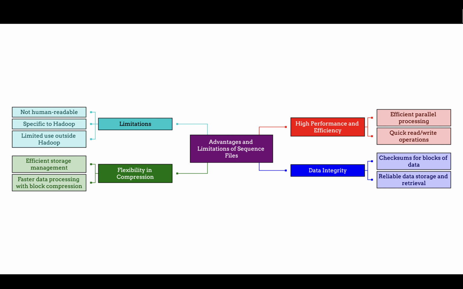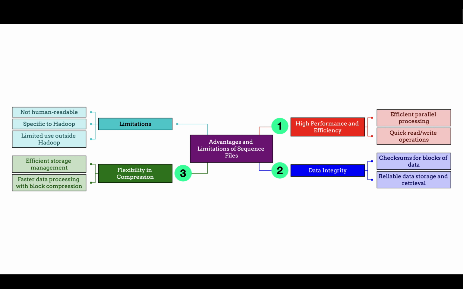Advantages and limitations of sequence files. 1. High performance and efficiency. Due to their splittable nature, sequence files allow efficient parallel processing. Their binary format ensures quick read/write operations. 2. Data integrity. Sequence files provide data integrity through checksums for blocks of data. This ensures the reliability of data storage and retrieval.